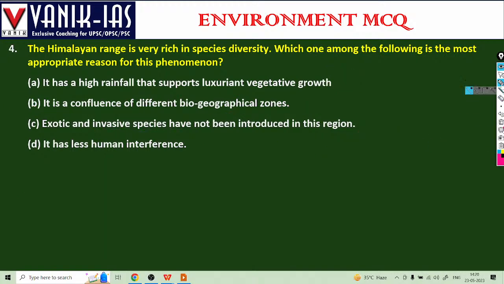Next question. Himalayan range is very rich in species diversity. Which of the following is the most appropriate region for this phenomenon? Himalayan range is very rich in species diversity. Most appropriate region of this phenomenon. We have already discussed this. Next question. We'll see.